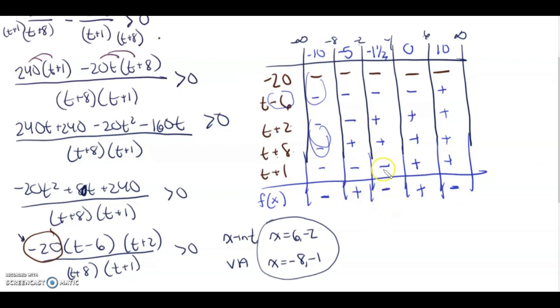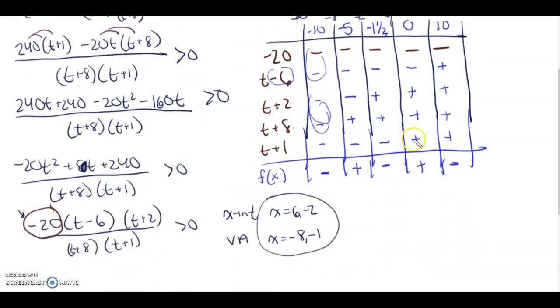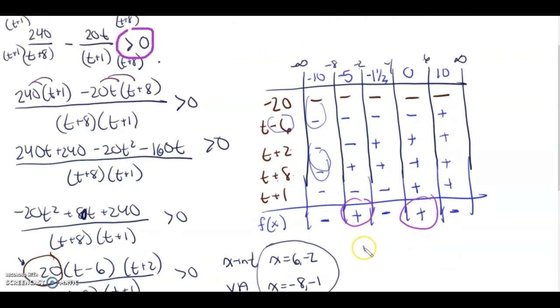So going back up to our original question, when is this greater than 0? It is greater than 0 here and here. So our solution set will be negative 8 to negative 2, and negative 1 to 6.